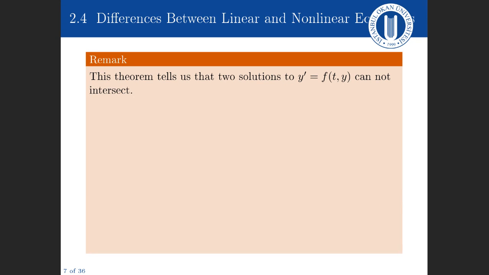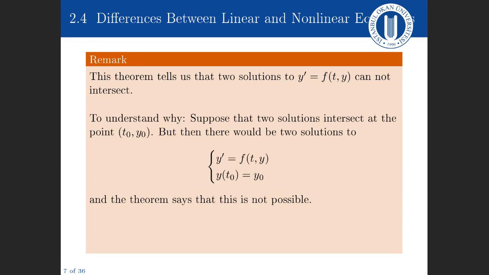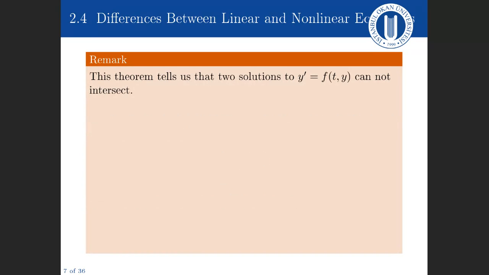But this does tell us that two solutions to a first order equation cannot intersect, either for a linear equation or a non-linear equation. It's not possible to have two solutions which intersect. It's possible to have two solutions which become very close to each other. That's okay. But it's not possible to have two solutions which cross each other.